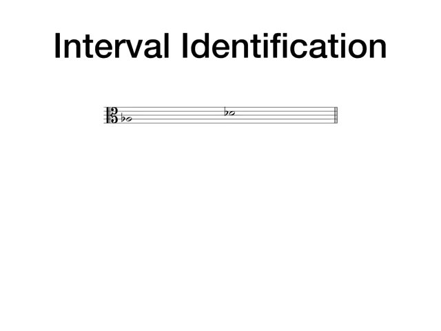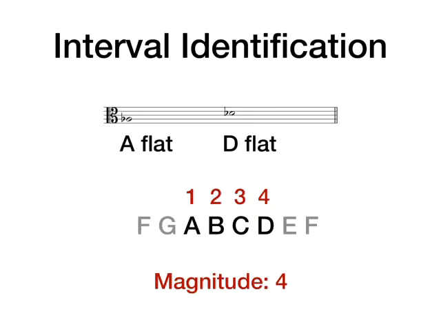Let's do another. Pause the video and see if you can figure out what this interval is. Again, we start by identifying our notes. We have A flat and D flat. And again, we don't care that they're flats because we're just counting letters for our magnitude. A, B, C, D. We can count to 4. We have a magnitude 4. This is a fourth.